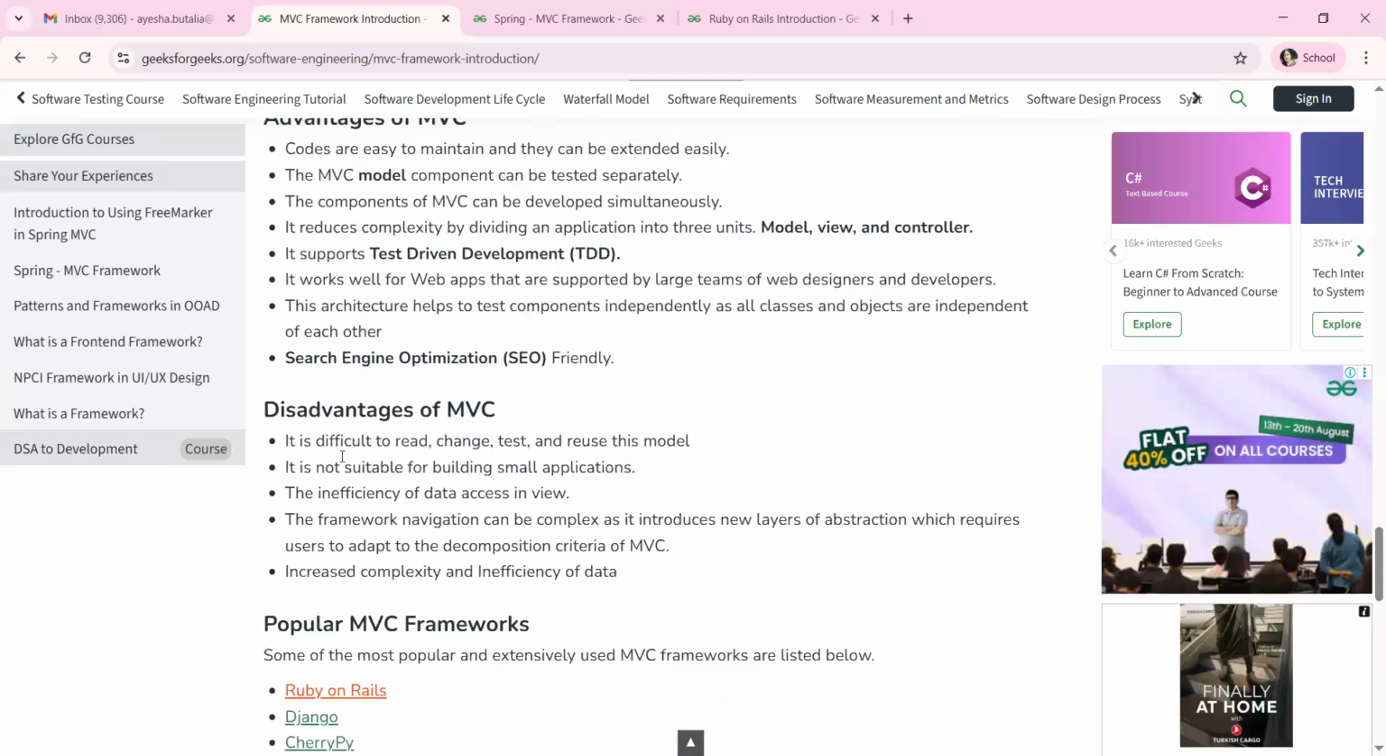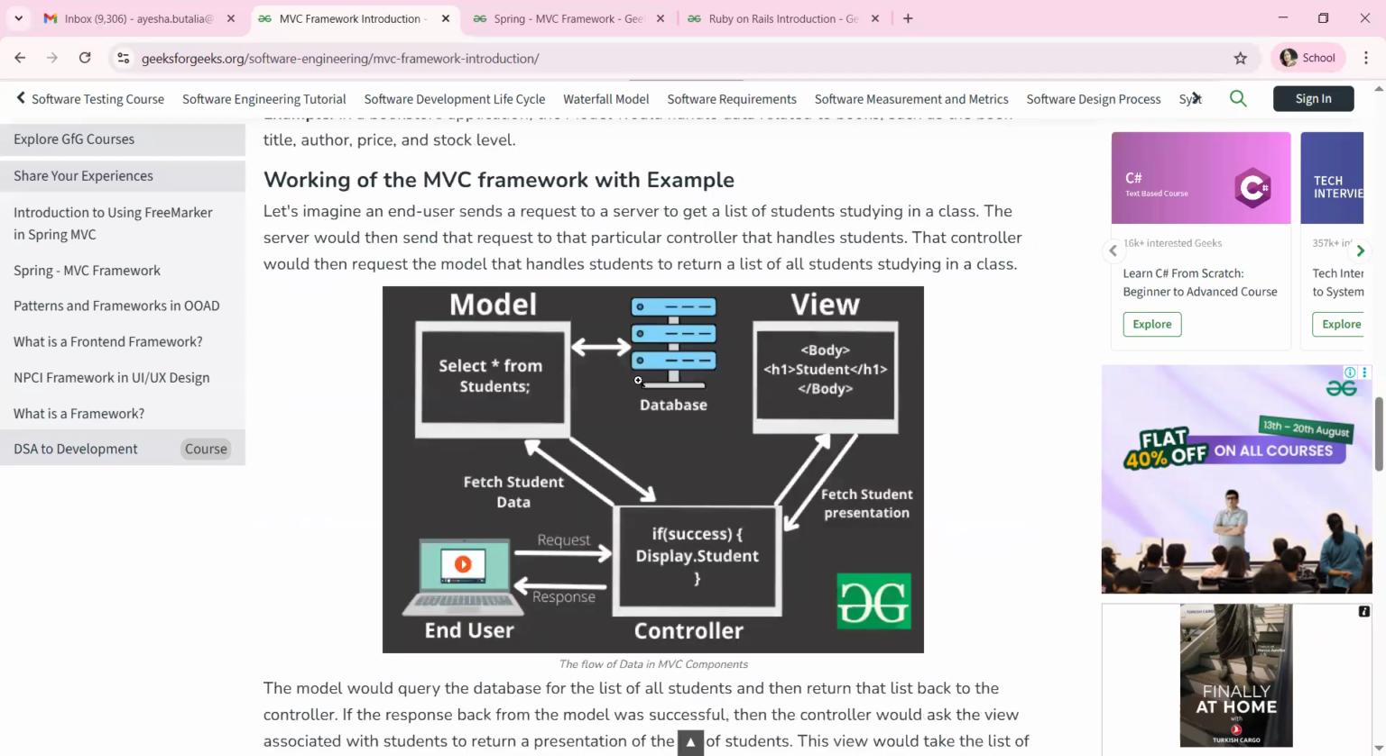So what are the disadvantages? That it is difficult to read, change, test, and reuse the model. It is not suitable for building small applications. Why is it not suitable for building small applications? Because of the complexity involved, right? You need to synchronize these three things in detail.